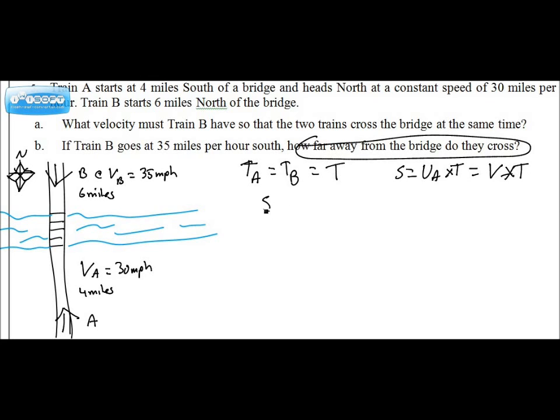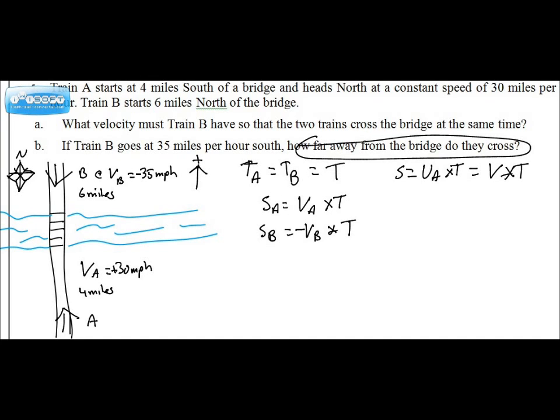So we have two equations. The distance A travels is going to be the velocity of A times time. Distance B travels is going to equal the velocity of B times time. Notice that train B is traveling down, train A is traveling up. We're going to have to dictate which way is positive. If up is positive, then my velocity of A is positive. However, my velocity of B is going down, so it's negative. So in reality, my SB is going to equal minus VB times T.